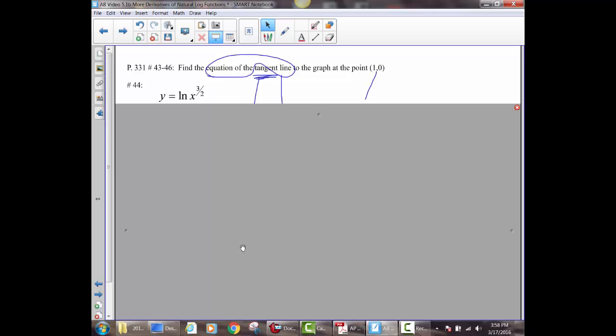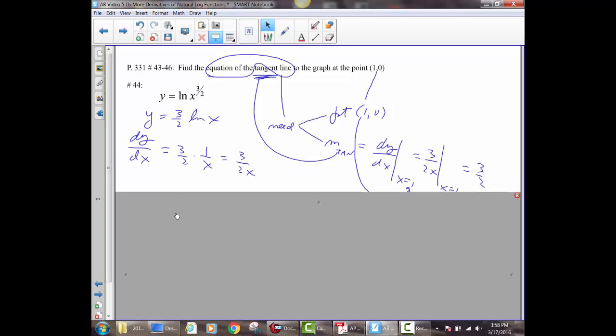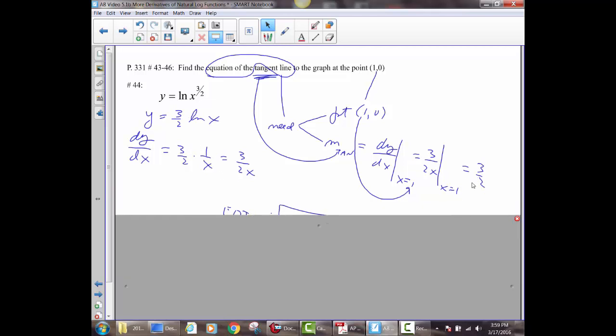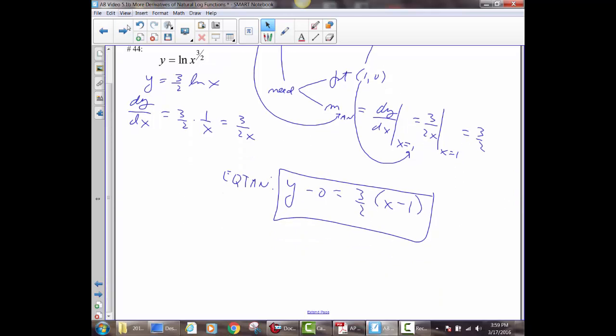All right, so find the equation of the tangent line. Again, same idea. There's your equation. Remember, if you have the ln of x to a power, you can pull that power to the outside. So it'll be easier to differentiate now. We're going to need the point, which they gave us. We're going to need the slope of the tangent line, which is the derivative, which is why I'm over here doing this. So the derivative will be 3/2 times the derivative of ln x, which is 1 over x. You're going to replace the x by 1. You've got your slope, you've got your point, you've got your line. Pretty straightforward.